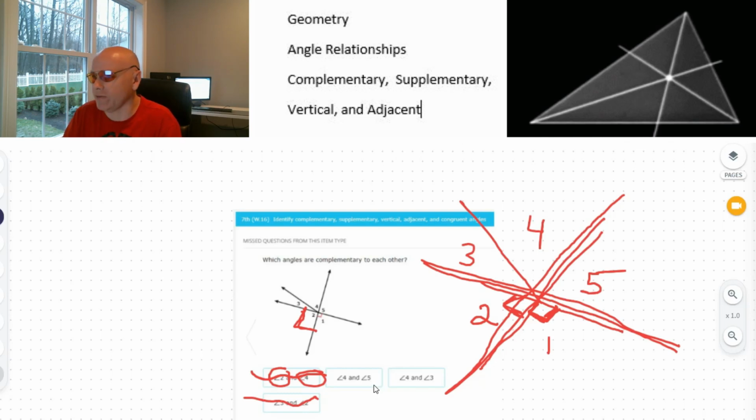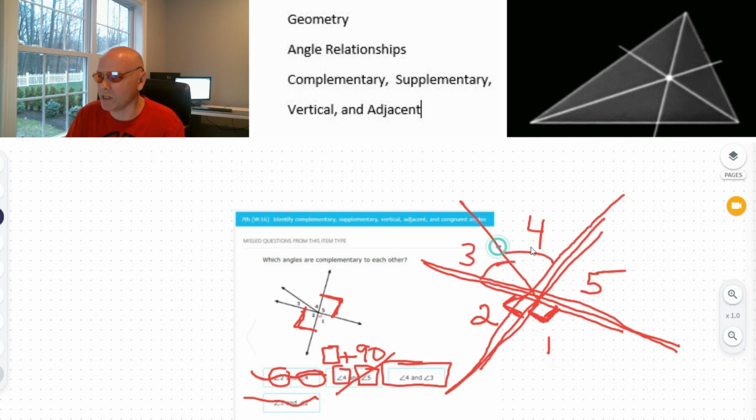4 and 5. Well, 5 is also 90, right? 5 itself is 90. So this is like 90 plus whatever this is going to be, bigger than 90, right? So it cannot be this one. It's got to be this one. We haven't even checked it out yet, but let's check it out. 4 and 3. Absolutely. This piece, number 3, with this piece, number 4. We put them together in total, yes, this is a 90-degree angle. Okay?